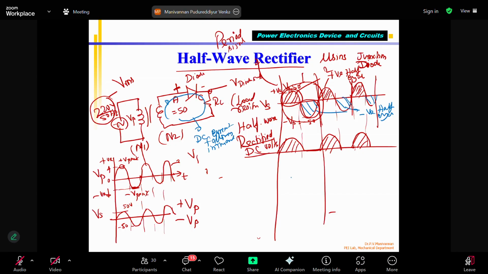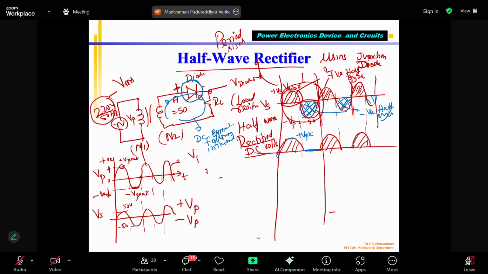How the current will be: so this is the rectified DC voltage. This is 0 volts. This is nothing but the positive V peak. Please see that the negative part is 0 volts. That means this portion is blocked. Who is blocking? The diode is blocking. That process is called rectification.